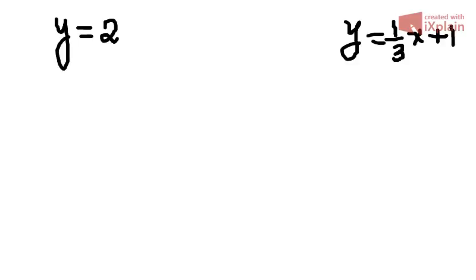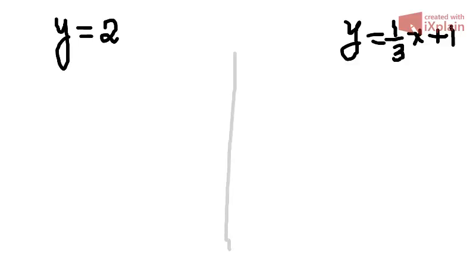Given the equations of two straight lines, one of them is y equals 2 and the other one is y equals 1/3 x plus 1, let's find the point of intersection of these two straight lines. So one thing we can do is do this visually in a graph.